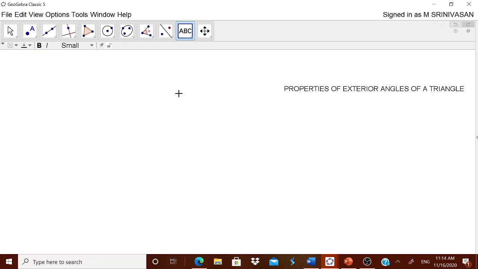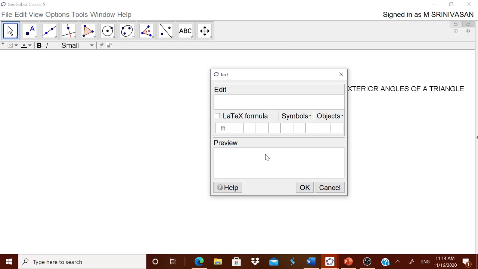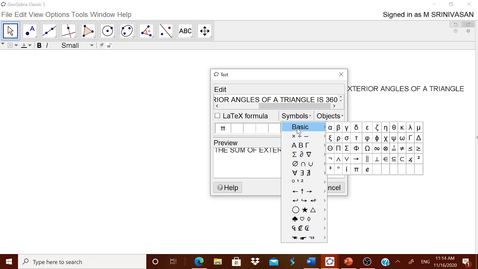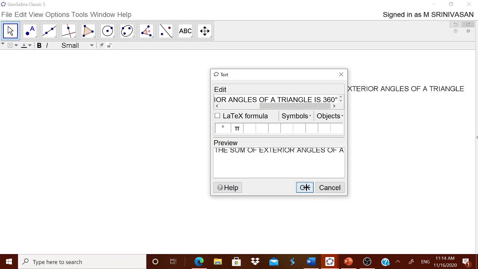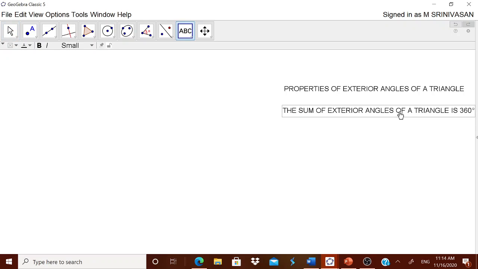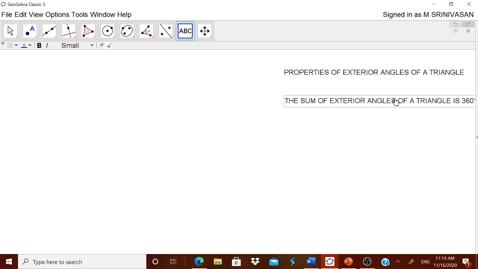Now we can ask the children what the property is. The property is the sum of exterior angles of a triangle is 360 degrees. The degree symbol is in basic. You can give the degree symbol also. Okay, now you know how to make it colorful and all. I'm just keeping it over here.